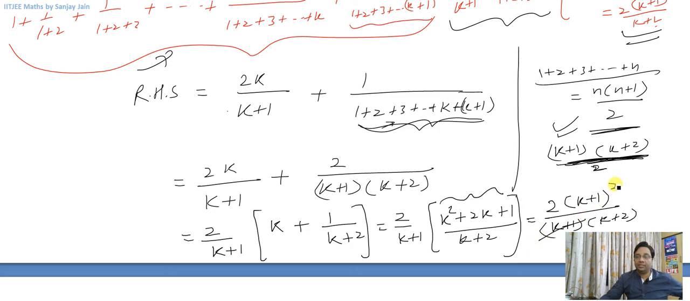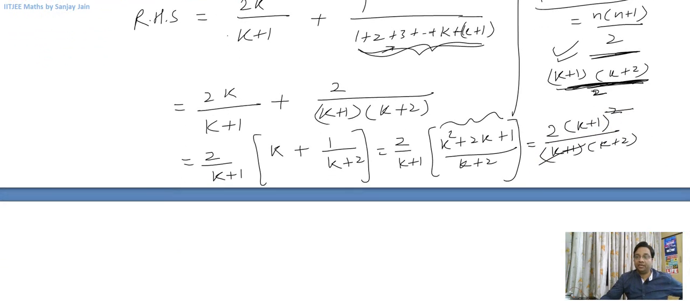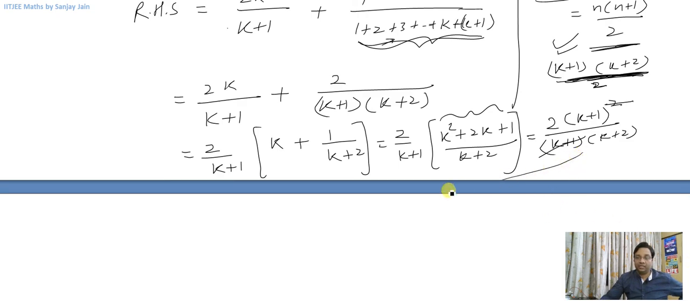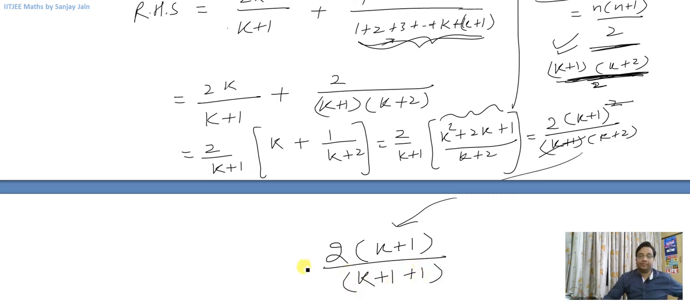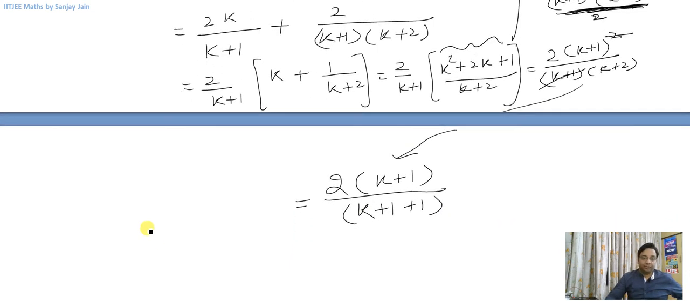Now see, this can be cancelled here, and the term that I've got is something that I required on the right hand side. Or you can write this as 2 into k plus 1 divided by k plus 1 plus 1, right? So after this you can say that P of k plus 1 is true.